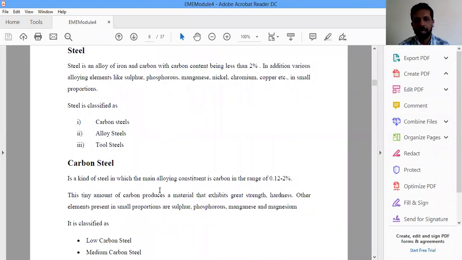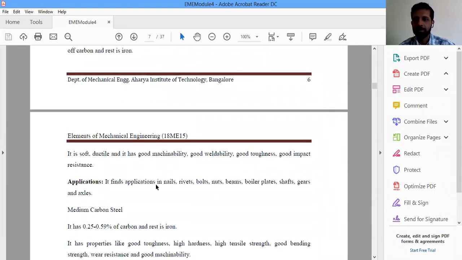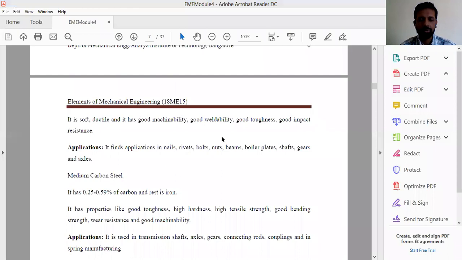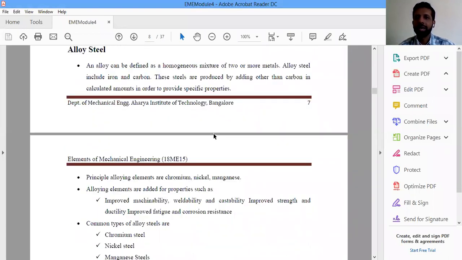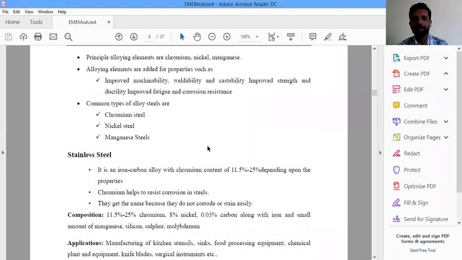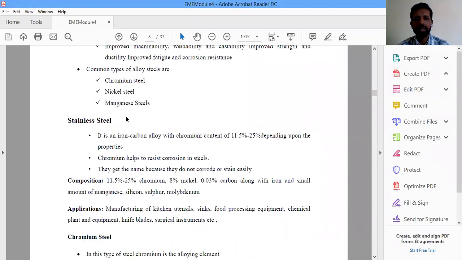So steel: carbon steel, alloy steels, and tool steels, right? Low carbon, medium carbon, and high carbon steel we have seen in the previous class. Now let's go to alloy steels, which, as we know, generally consist of some other material like carbon, then chromium, nickel, or manganese. Looking at stainless steel, it will have chromium content from 11 to 25% depending upon the type of property that we need.